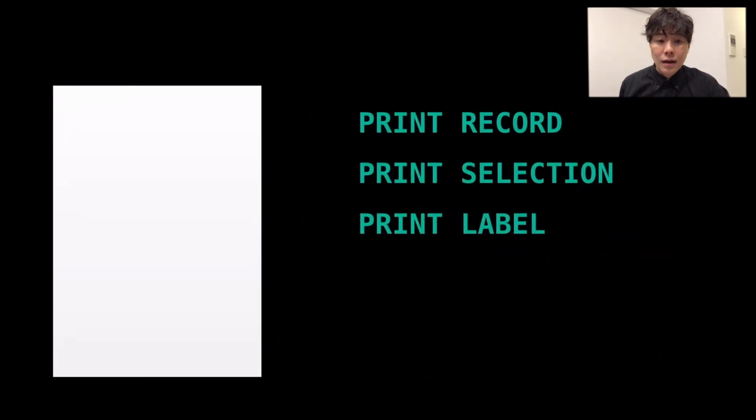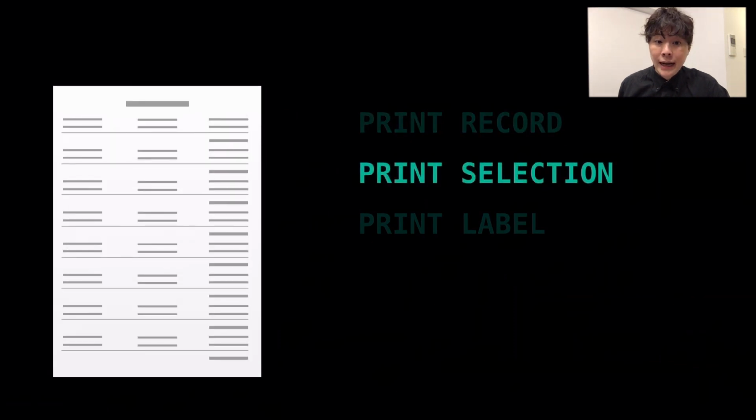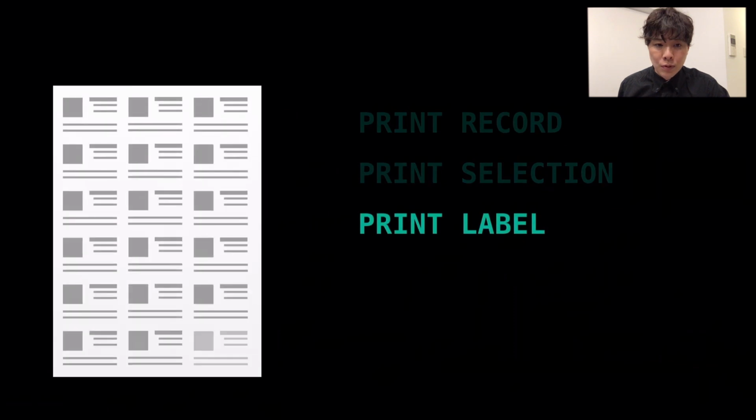For many years, 4D had 3 commands for printing. A print record is used to print a single record using a detail form. A print selection is used to print a selection of records using a list form. A print label is also used to print a selection of records, but in a matrix layout.